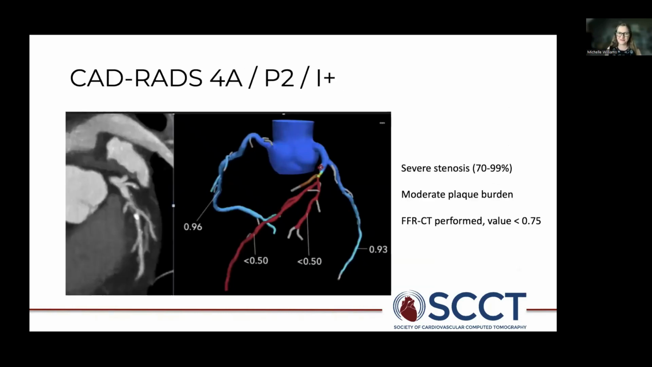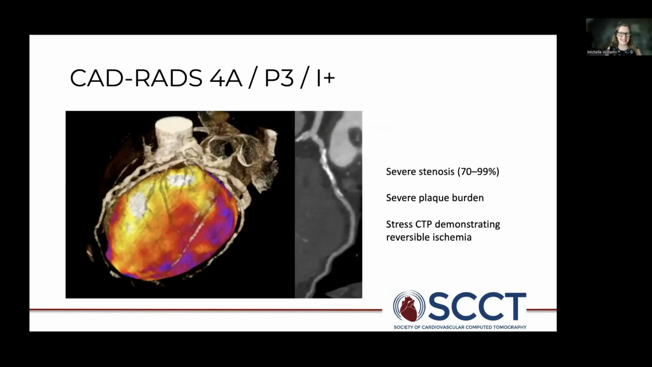Next slide, please. So here's just a couple of cases to finish off this section. So here's an example of a patient with a severe stenosis, 70 to 90%, a moderate plaque burden, and CT-FFR was performed and the value was less than 0.75. So that's CAD-RADS 4A, P2, I+. Next slide, please. This second case, we have a severe stenosis, 70 to 90%, severe plaque burden, and a stress CTP demonstrating reversible ischemia. So this patient is CAD-RADS 4A, P3, I+.